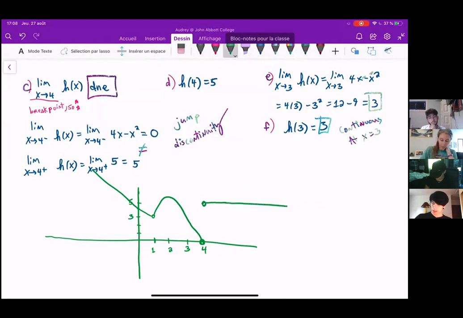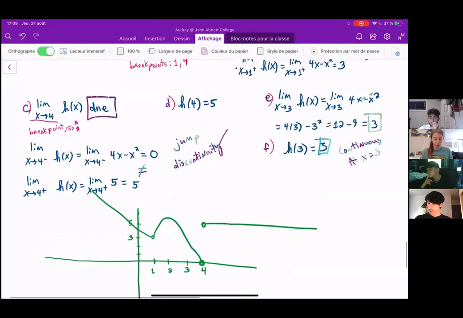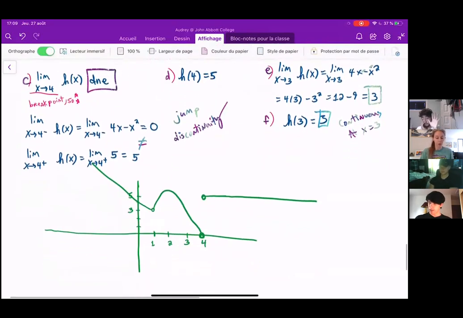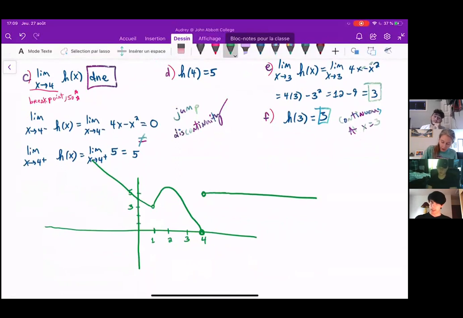Am I done, or is there one last thing I have to do here? At my breakpoints, right now I just have open dots. Do I need to fill any of those dots in? When we look at this, what was h of 4 equal to? H of 4 was equal to 5. You got it. So that is exactly where we're going to put the closed dot. That h of 4, we're going to close that dot at 5.